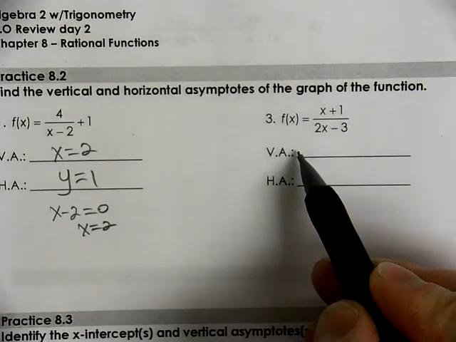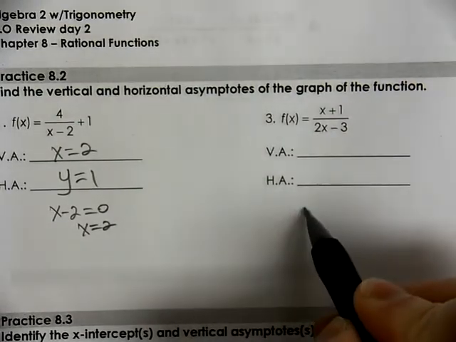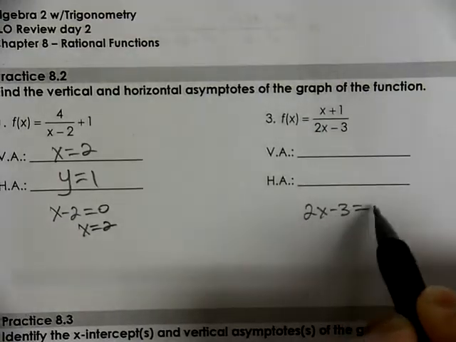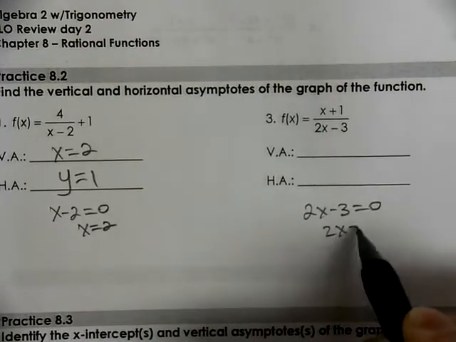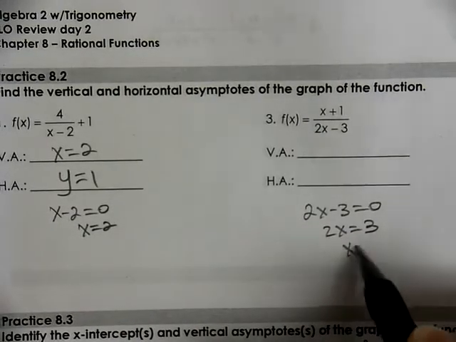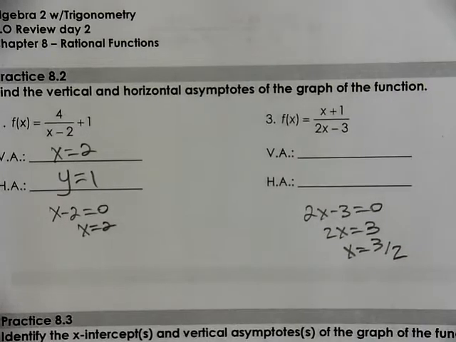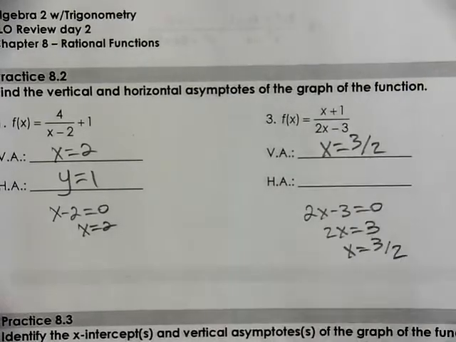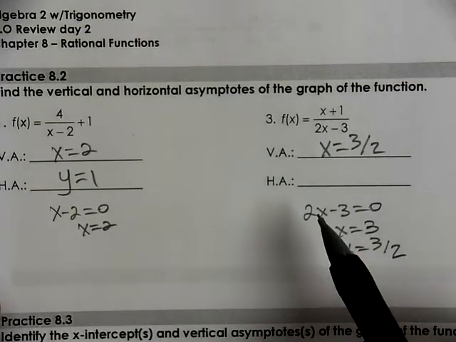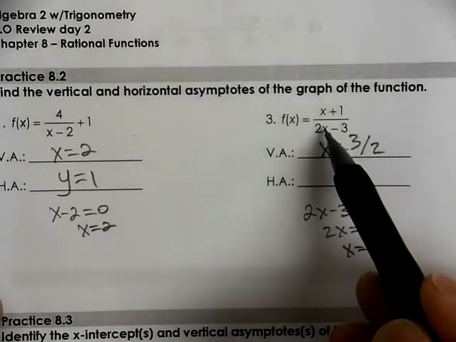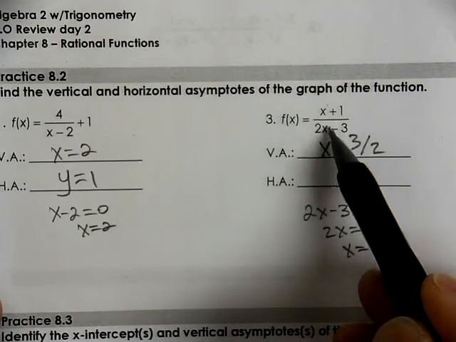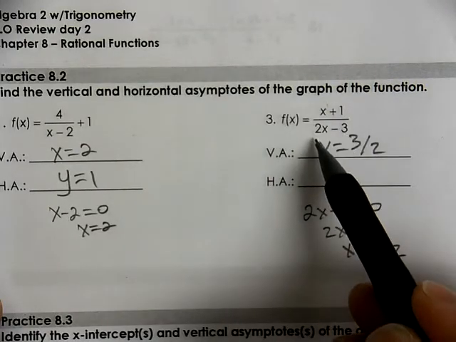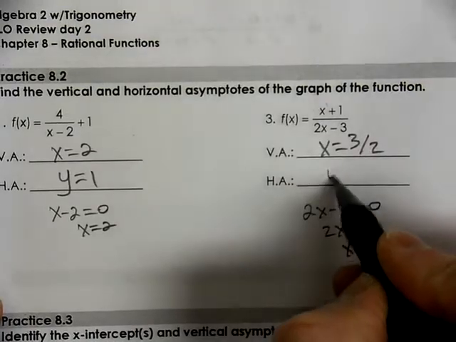On this one, your vertical asymptote is setting the denominator to 0. So you get x equals 3 over 2. To determine the horizontal asymptote, you look at the degrees. The degree is 1 and 1, so you use the leading coefficient, which is 1 over 2.